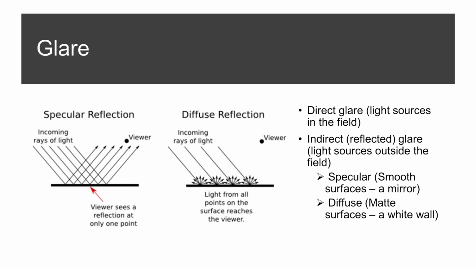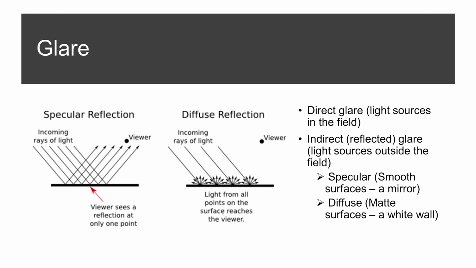Glare is another potentially unfavorable component of lighting. Direct glare comes from light sources in the visual field, while indirect glare is light reflected from sources out of the visual field. Indirect glare can be either specular reflections or diffuse reflections. Specular reflections, where light is reflected at only one point that is visible to the person, such as on smooth surfaces like a mirror, can be essential to job performance.